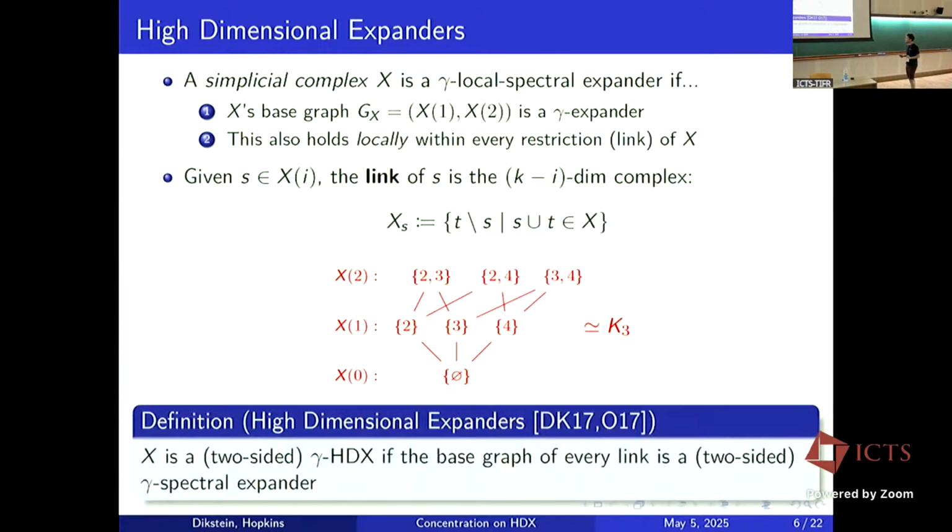Okay, so now the formal definition. This is usually attributed to Oppenheim, maybe the two-sided case to Dinur and Kaufman, but it arose out of a lot of earlier work from topology and algebra. I won't cite all the papers now, but I think I wrote many of them down in the lectures. So X is a two-sided gamma high-dimensional expander, or gamma local spectral expander, if the base graph of every link is a two-sided gamma spectral expander. Okay, so that's the definition. Any questions about the definition before moving on?